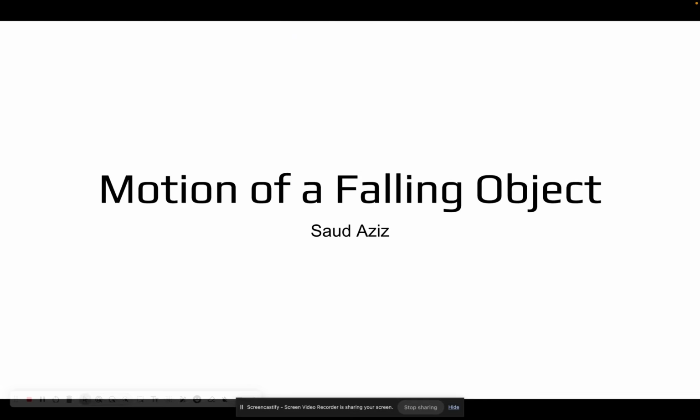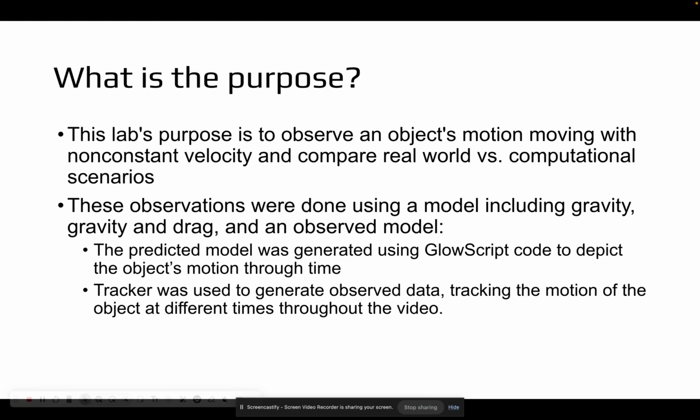Motion of a falling object. So what is the purpose of this lab? This lab's purpose is to observe an object's motion moving with non-constant velocity and compare real-world versus computational scenarios.